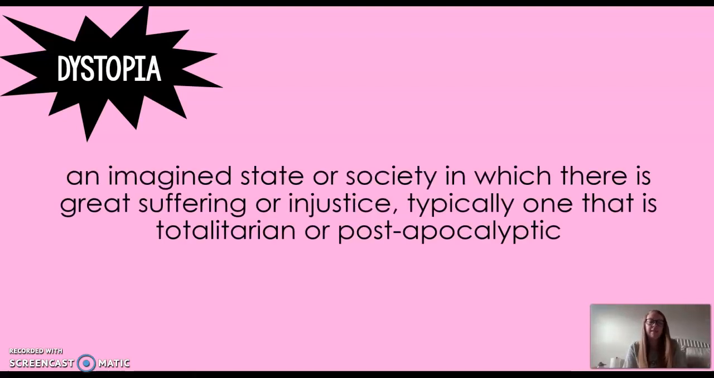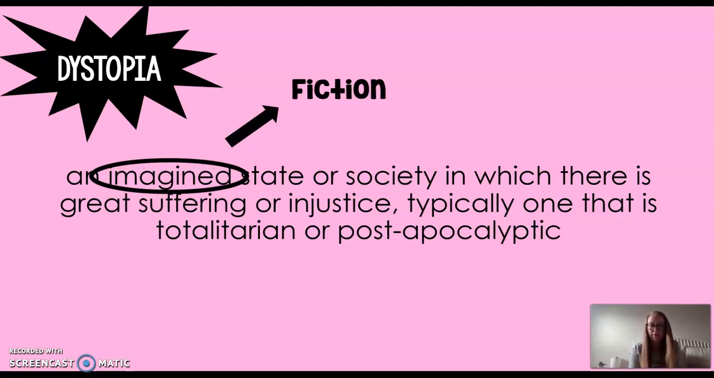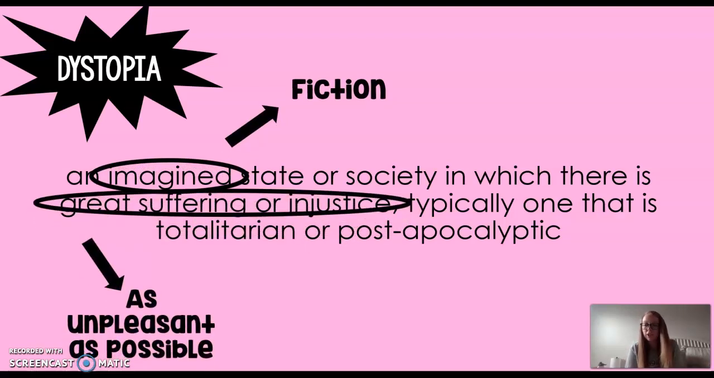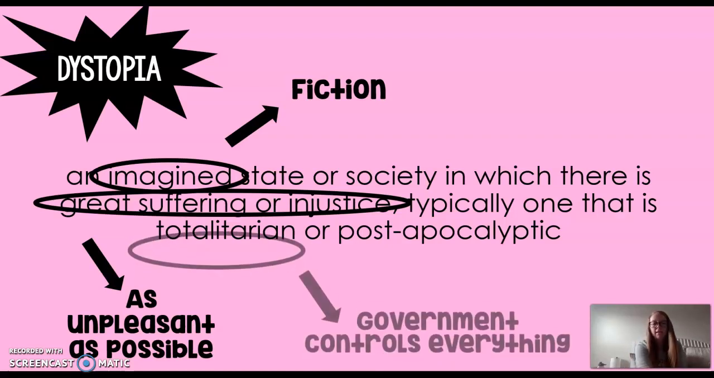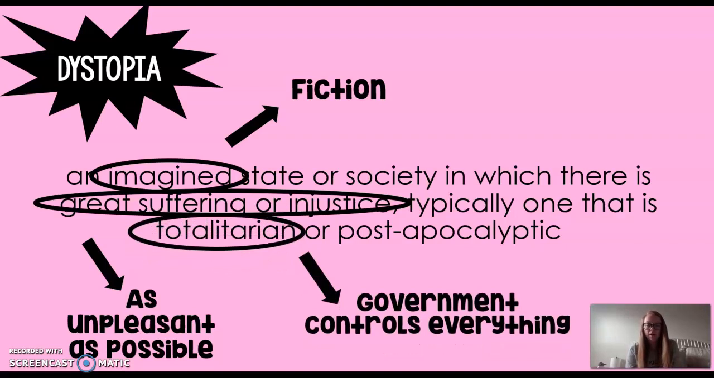So going over dystopias, we've gone over this numerous times. A dystopia is an imagined state or society in which there is great suffering or injustice, typically one that is totalitarian or post-apocalyptic, meaning it is a fiction story because it is imagined. Where there is great suffering or injustice, it is awful. You do not want to live there.